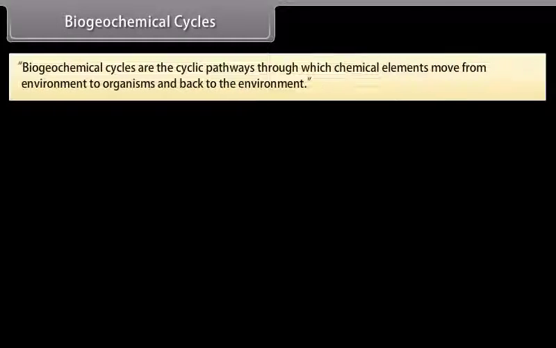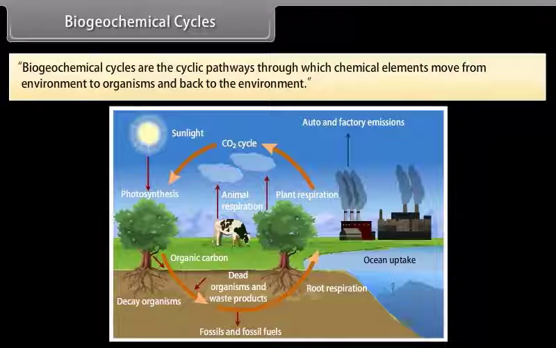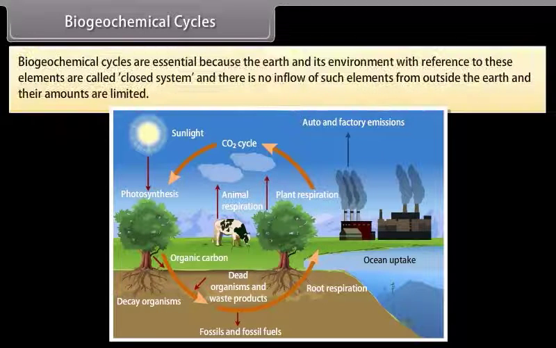Biogeochemical cycles. Biogeochemical cycles are the cyclic pathways through which chemical elements move from the environment to organisms and back to the environment. Biogeochemical cycles are essential because the earth and its environment, with reference to these elements, are called a closed system, and there is no inflow of such elements from outside the earth, and their amounts are limited.